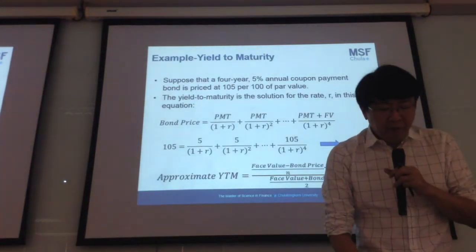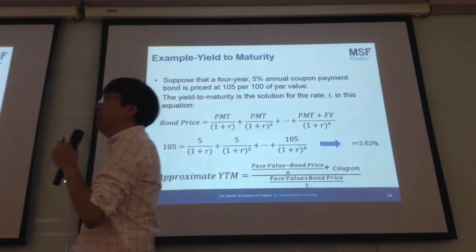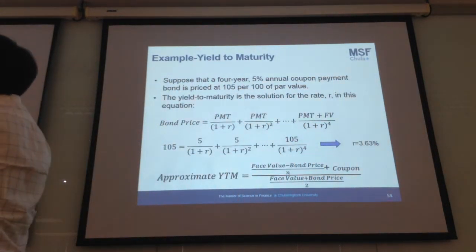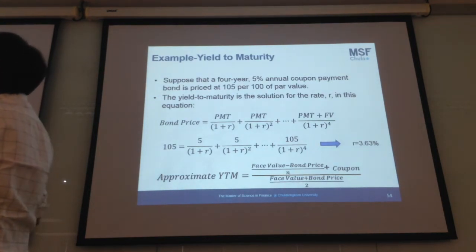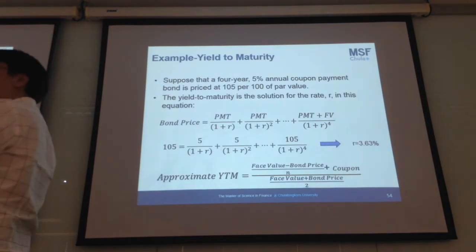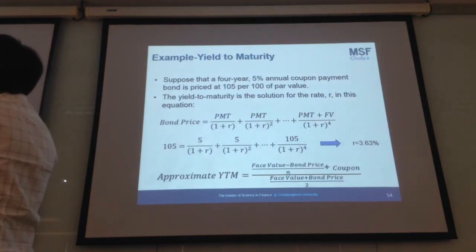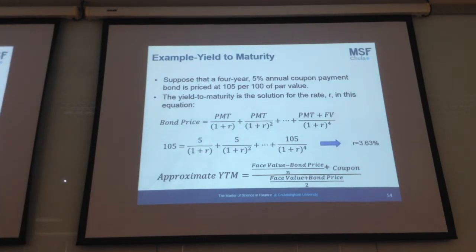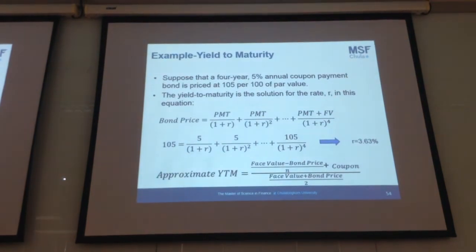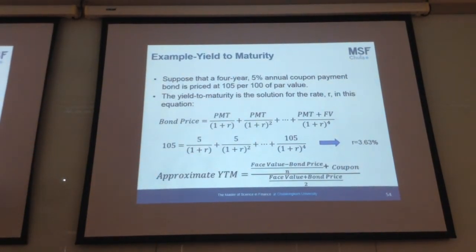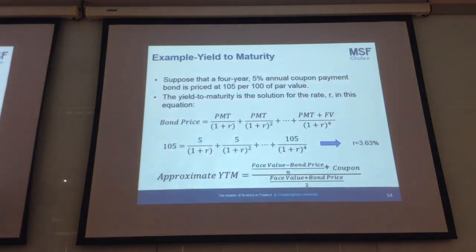Okay, here is an example of how to estimate the yield to maturity. A 5% coupon rate paid every year. This bond has a 4-year maturity. The current price is 105. This is the current bond price you can observe in the market, suppose. Because this bond pays a coupon of $5 every year, and the principal, the par, of 100, you have to solve for R.